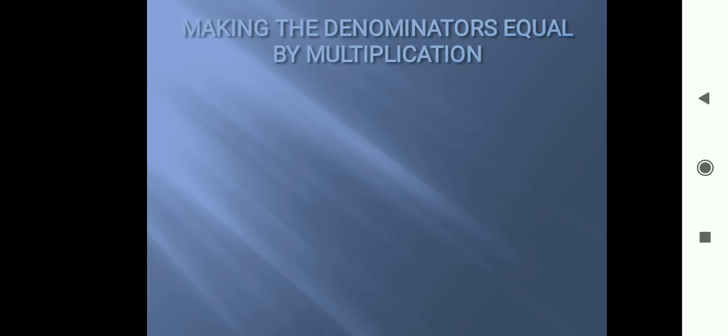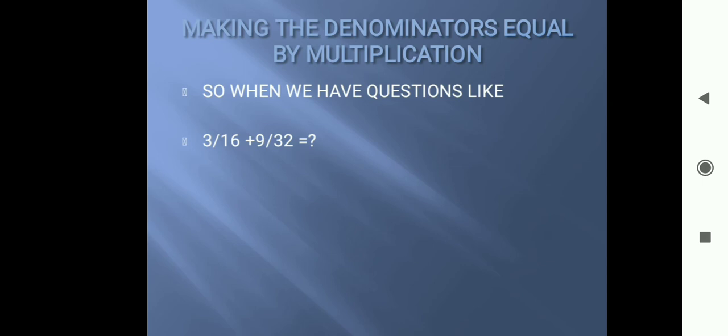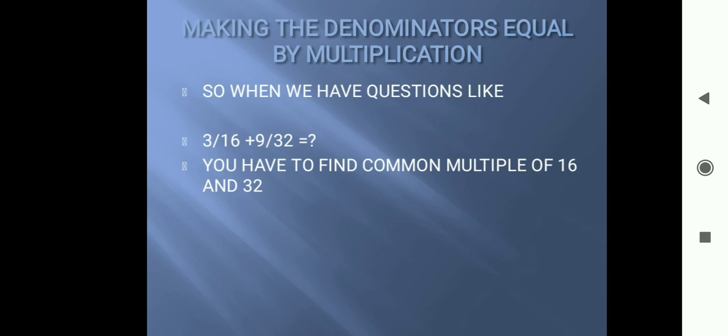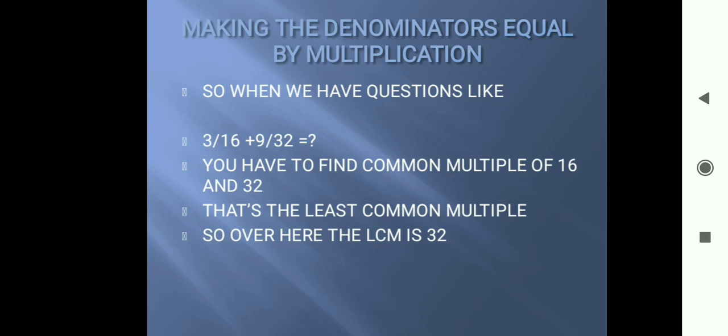Well, there are two ways. The first way by which we can make 3 upon 16 plus 9 upon 32 equal is by finding the common multiple of 16 and 32. That is the least common multiple. So over here the least common multiple will be 32, because 16 into 2 is equal to 32 and 32 into 1 is equal to 32.